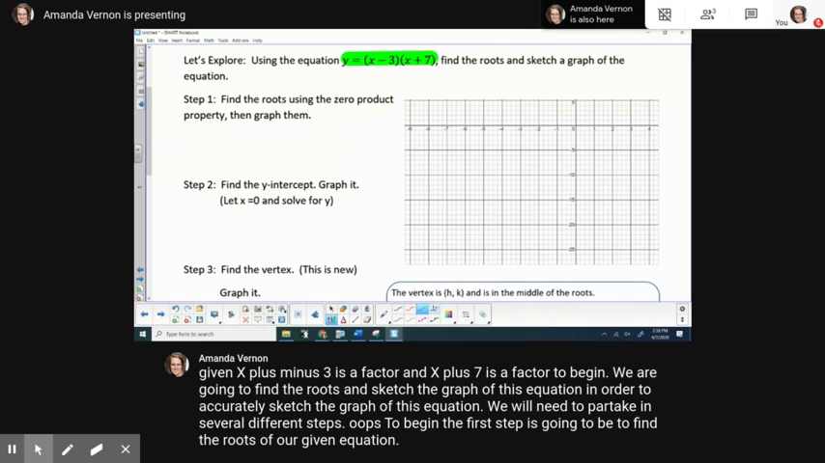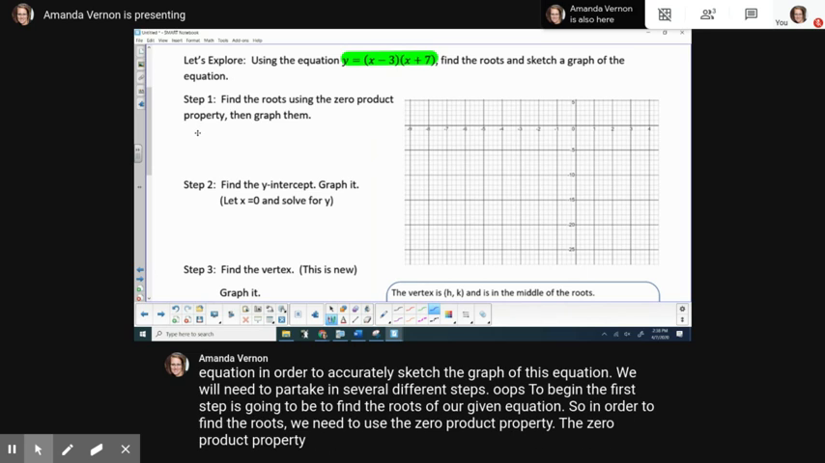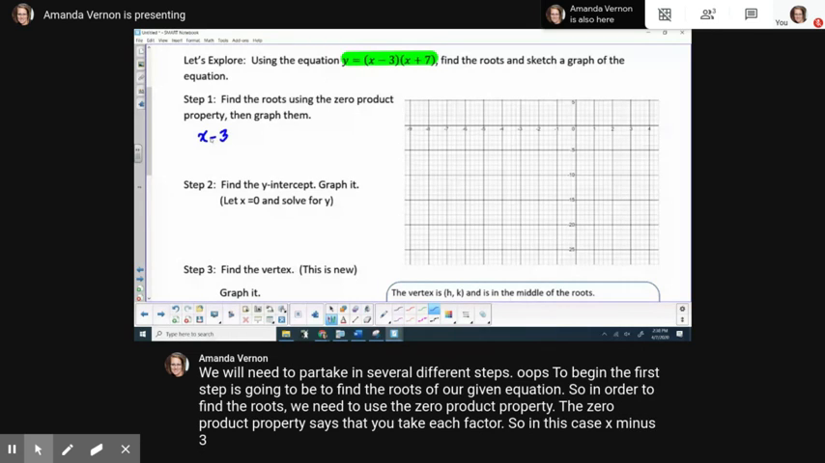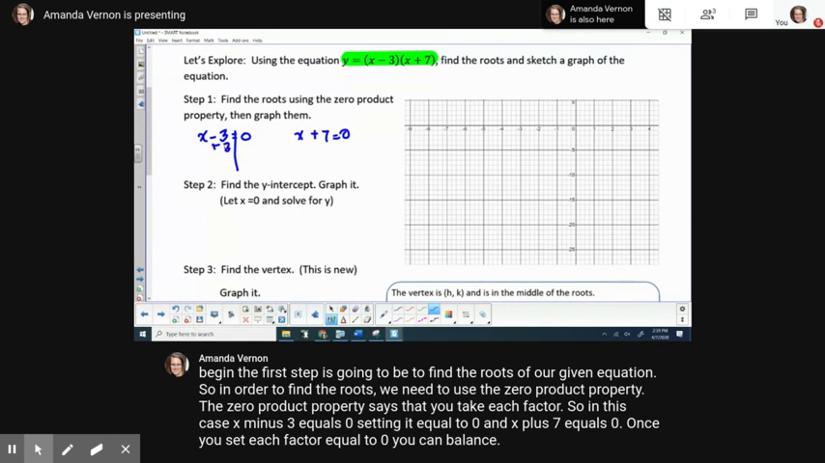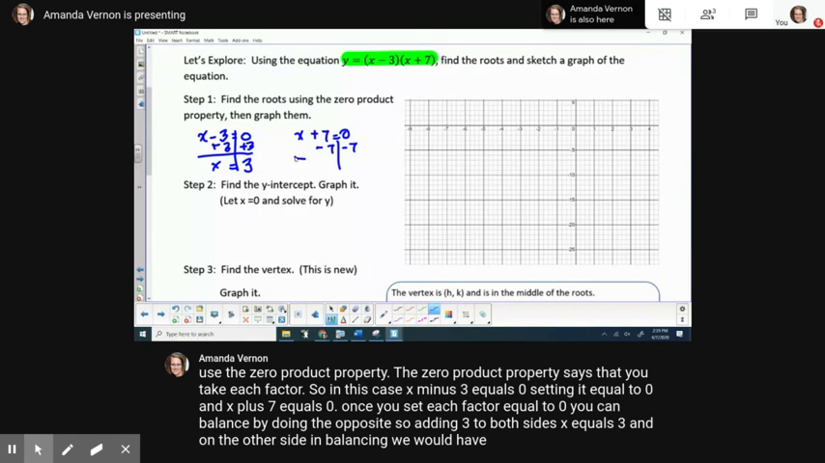In order to find the roots, we need to use the zero product property. The zero product property says that you take each factor, so in this case, x minus 3 equals 0, setting it equal to 0, and x plus 7 equals 0. Once you set each factor equal to 0, you can balance by doing the opposite. So adding 3 to both sides, x equals 3. And on the other side, we would have to subtract 7 from both sides, and x equals negative 7.